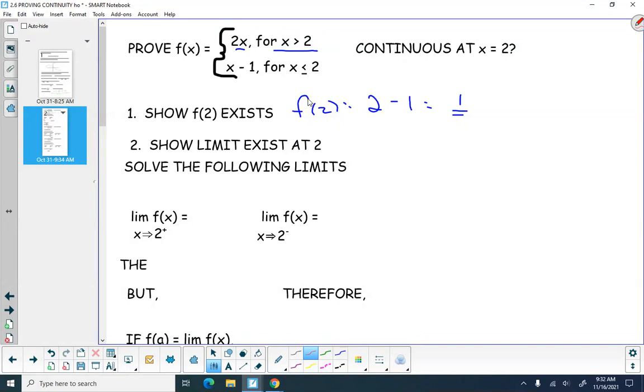So when I'm approaching 2 from the right-hand side, I'm approaching this value from this direction here, which are values that are greater than 2, and my piecewise graph tells me that I'm going to use my top line. So we have 2 times 2, which is a value of 4.